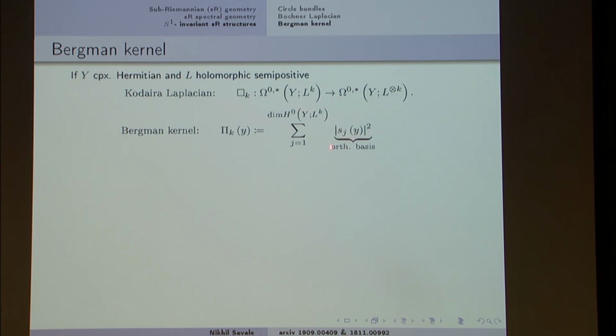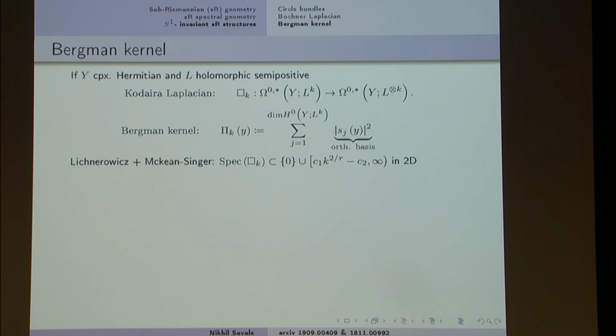You can look at its orthonormal basis, and you can take its norm square here. This Bergman kernel is the Schwartz kernel of the projector. Okay, so there's a projection from smooth sections onto holomorphic ones. And the asymptotics of the Bergman kernel play an important role in complex geometry and in geometric quantization. And the Bergman kernel is related to the kernel of this Kodaira Laplacian. You can analyze the Bergman kernel once you have a spectral gap in the Kodaira Laplacian.